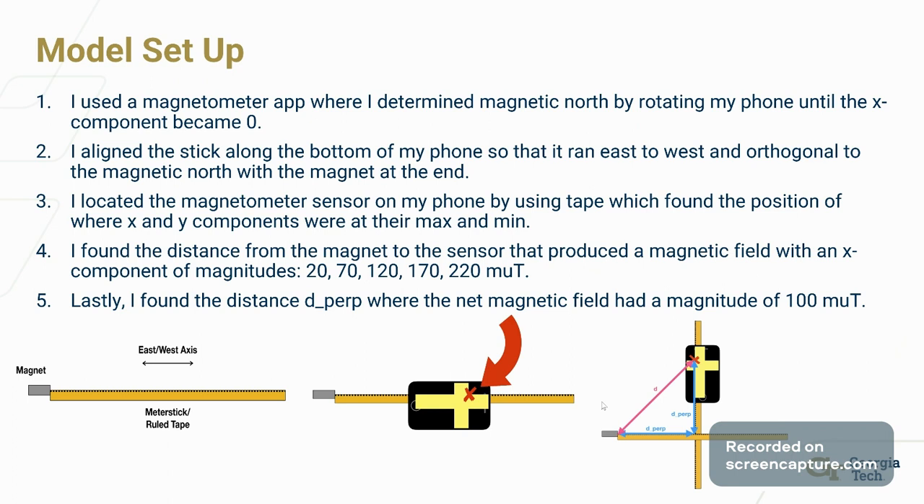I found the distance from the magnet to the sensors that produced a magnetic field with an x component of magnitudes 20, 70, 120, 170, 220 microteslas. Lastly, I found the distance d perpendicular, where the net magnetic field has a magnitude of 100 microteslas. At the bottom, you can see some of the lab setup.